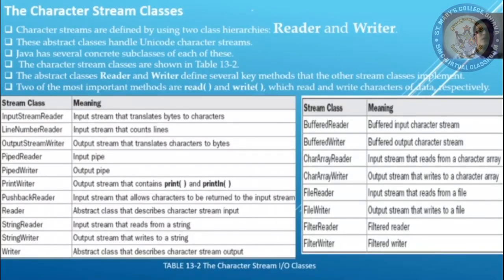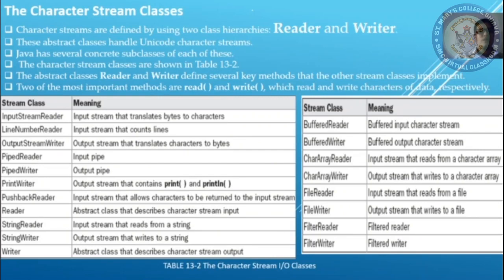Java has several subclasses of each of reader and writer. We are seeing the following table. In this table, we are having a lot of stream classes, and we have to learn the meaning of some of them. The abstract classes reader and writer define several key methods that the other stream classes implement. By using this, we can implement some other classes. The two most important methods of these reader and writer classes are the read method and the write method. As we know what is a read and what is a write.